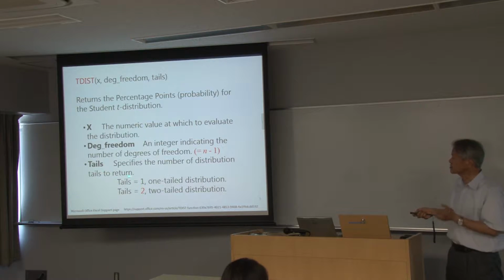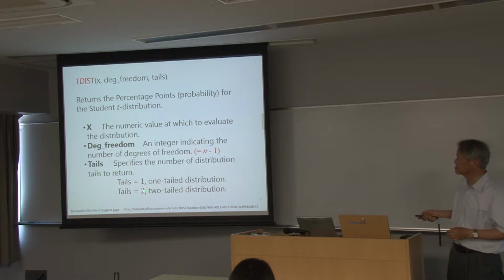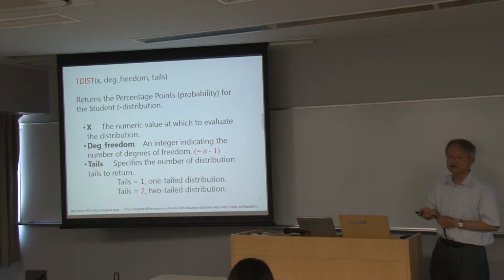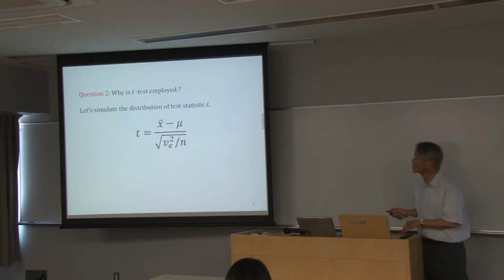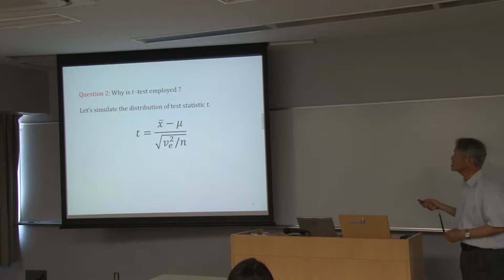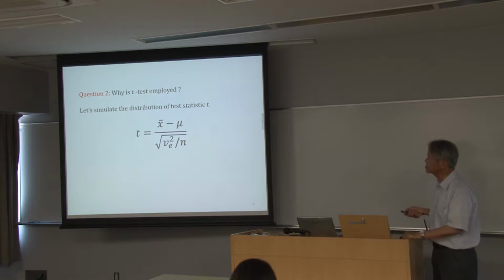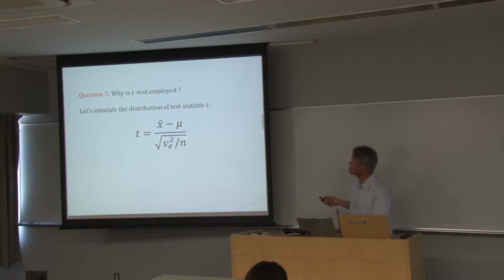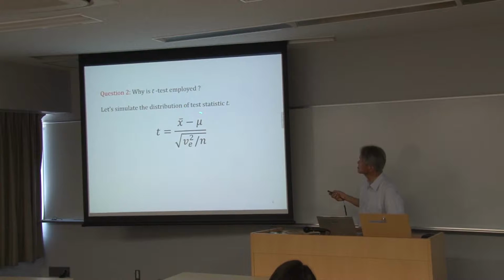And two types of tests. There are two types of tests. One is the one-tailed test, and the other is the two-tailed test. So you inputted this too, so you carried out a two-tailed test. So the next question is, why is the t-test employed? And you simulated this t-distribution.